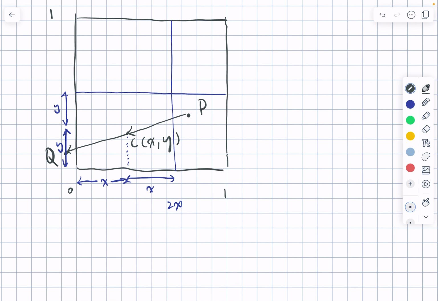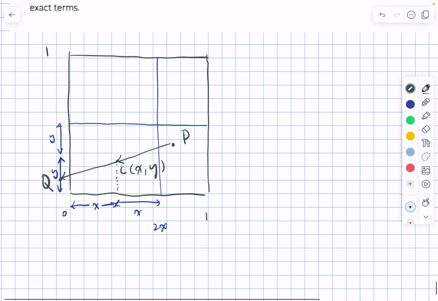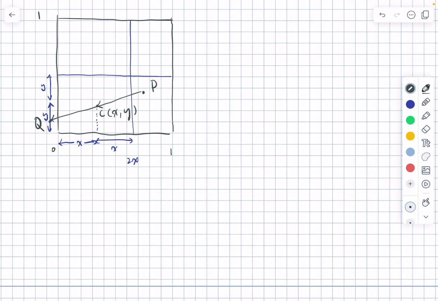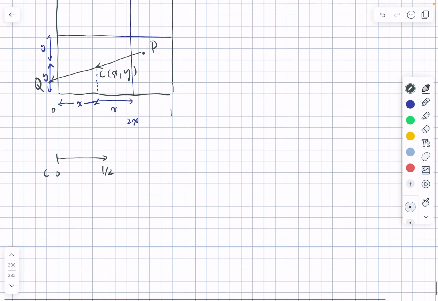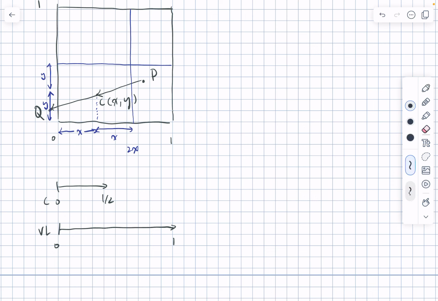As C goes from 0 to 1 on the x-axis and 0 to 1 on the y-axis, because x and y are randomly and uniformly distributed, so is C. So we note that as C goes from 0 to 1/2, this vertical line, let's call that VL, is going to go uniformly from 0 all the way to 1. Because we're going uniformly from 0 to 1, the chance that P is on either side of this vertical line is going to be 1/2, since we're going uniformly.